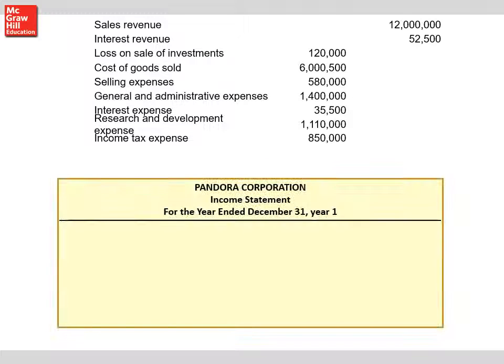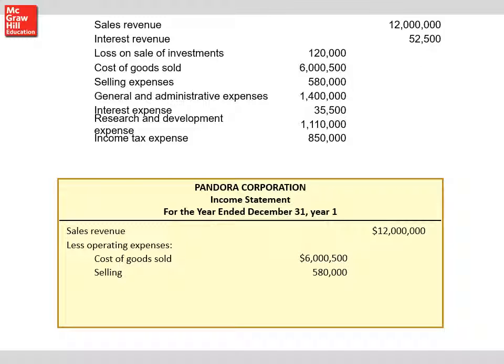So given that information, the operating income would start with sales revenue, of course, and then subtract your operating expenses, which include cost of goods sold, selling, general and administrative, research and development. The loss on sale of investment is not an operating loss, it is an investment loss. So it is reported on the income statement but is not subtracted to reach operating income, only operating expenses. Those expenses necessary to operate your business day in and day out are reported.